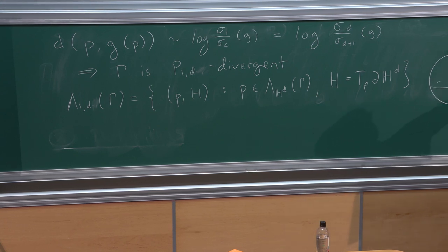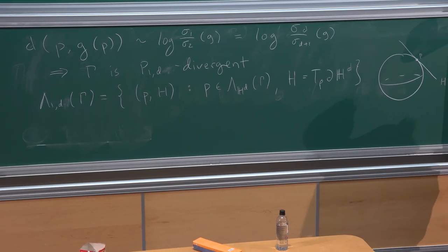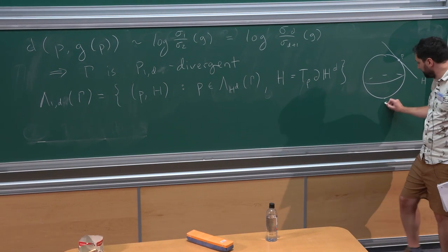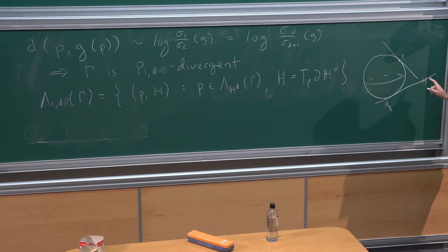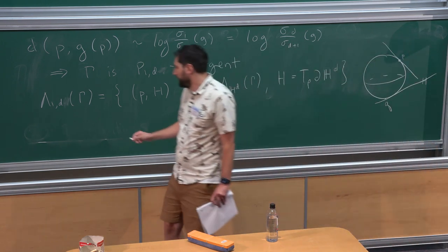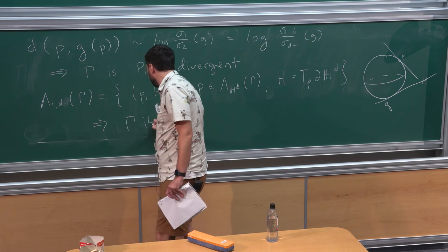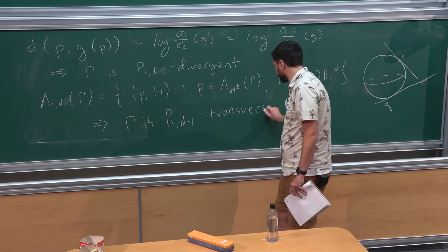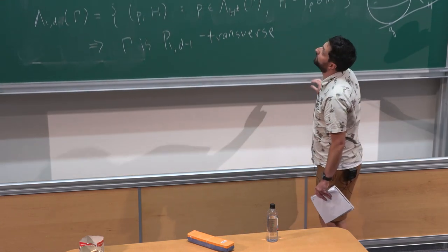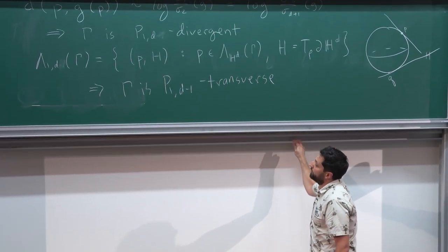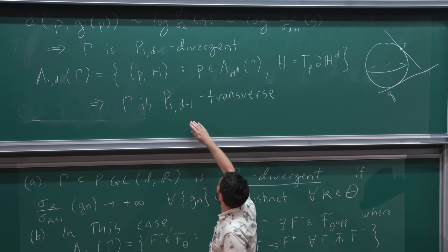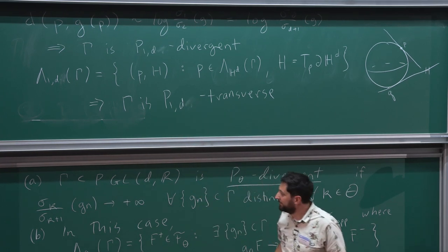We have a point maybe in the limit set, and then we have this hyperplane through it. So that's the limit set, and then if you pick another point, Q, and another hyperplane, Q is not in H, and this hyperplane doesn't contain P, etc. So we see that gamma is P1 d minus 1 transverse.